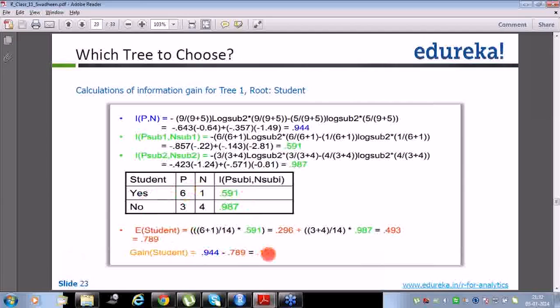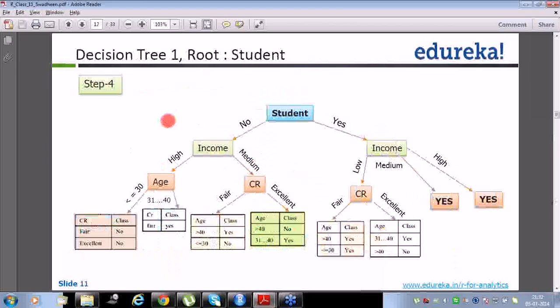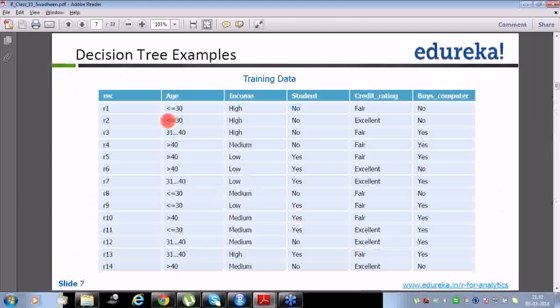Now it will choose. Imagine that this algorithm is doing this for all these variables: age, income, student, credit rating, up to one level, and through information gain it will choose as a root node the one which has the highest information gain. You got my point? So it chooses student, let's say. So now it decides that student would be the root node.